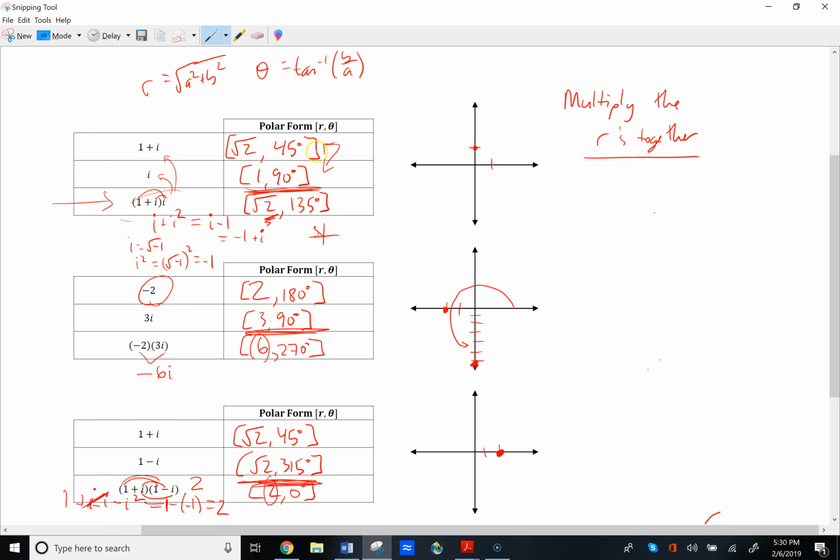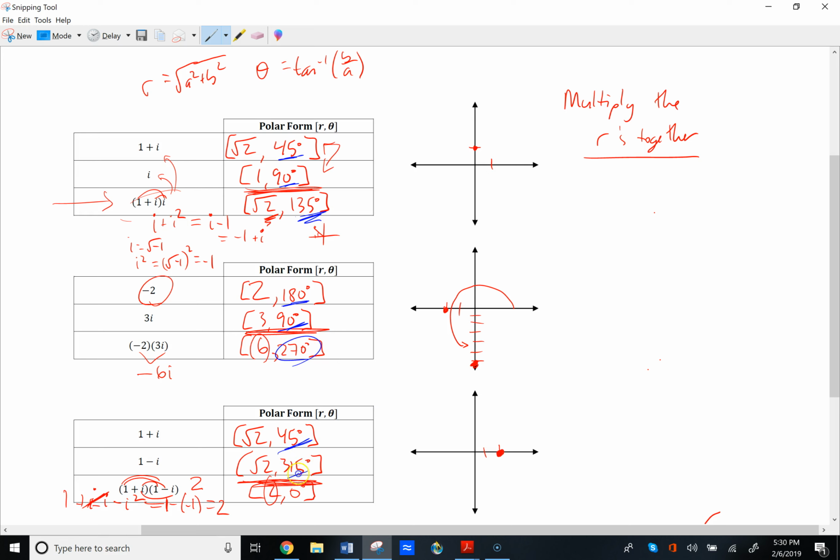Okay, what sort of pattern do we see with the thetas? Well, I have 45 degrees, I have 90 degrees. When I add those together, we get 135 degrees. If I add 180 to 90, we get 270.